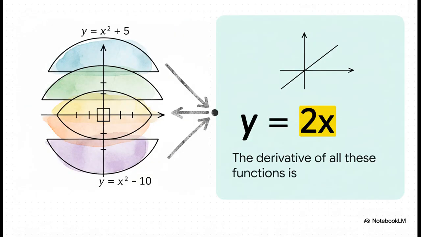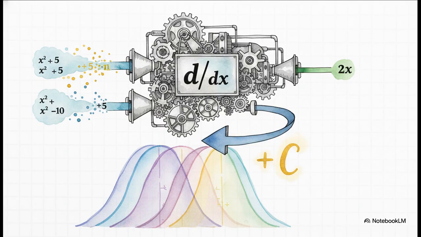So check this out. What's the derivative of x squared plus 5? It's 2x. Okay. Now what's the derivative of x squared minus 10? Also 2x. The derivative of x squared plus a billion? Still 2x. Why? Because when you take the derivative of any constant number, it just becomes 0. It disappears. So here's the big takeaway. The process of differentiation basically destroys any constant that was attached to the function. It's like it erases part of the evidence.